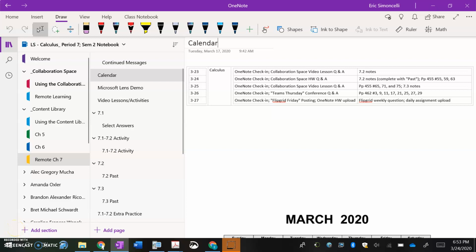Hello, calculus students. Today we're going to be taking a look at section 7.3. Along with that, though, you will be wrapping up the last three questions from section 7.2. So let's take a look.